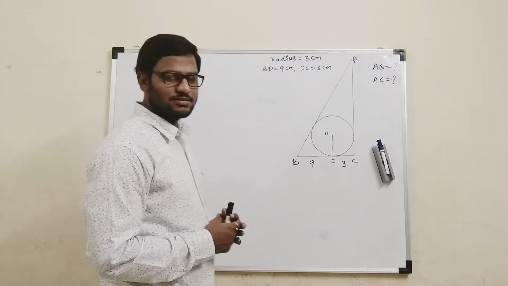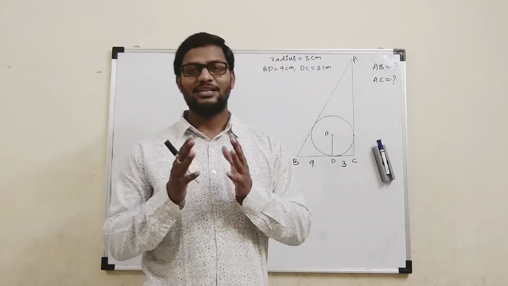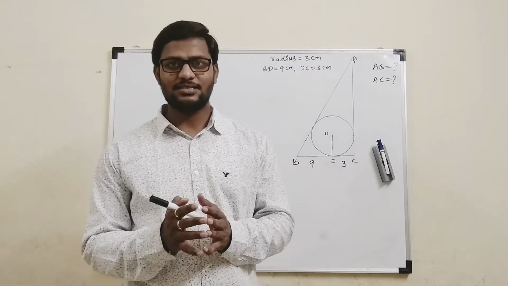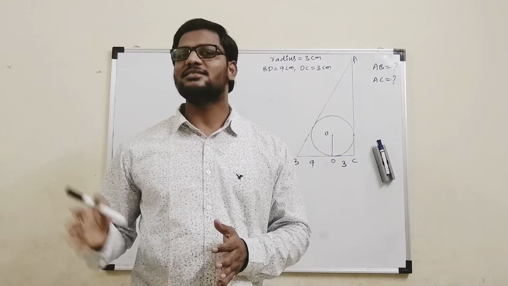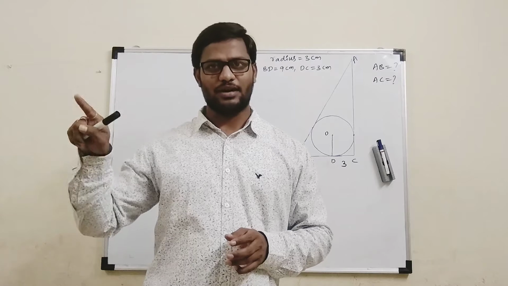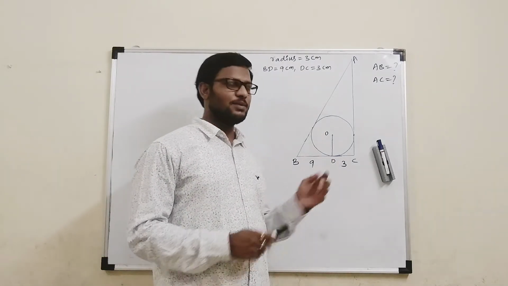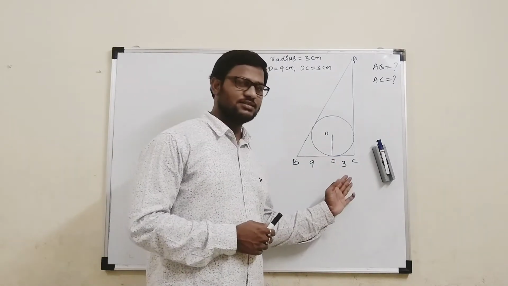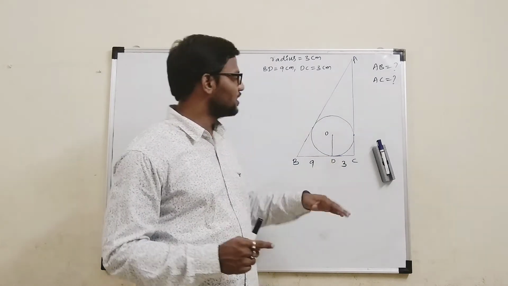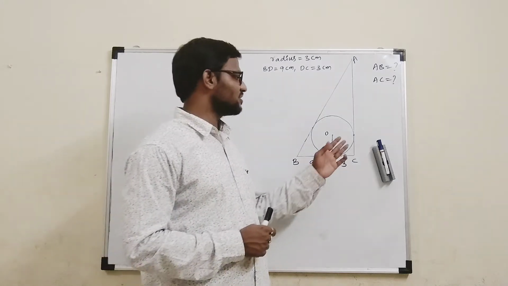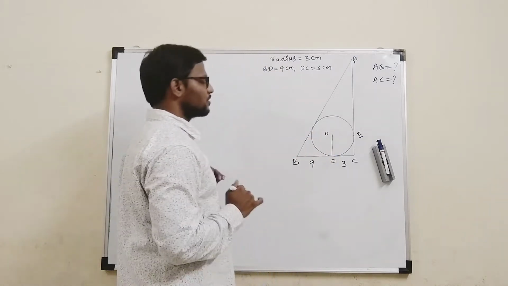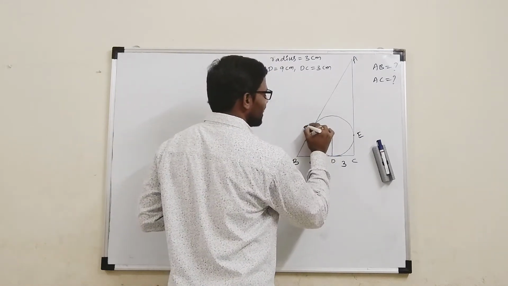To find this, I am going to use the concept of tangents and the incircle. What is an incircle? An incircle is a circle which touches the 3 sides of a triangle, whereas a circumcircle passes through the 3 vertices of a triangle. So this is an incircle where BC is a tangent, since it is touching the circle at only one point, say D. So D is a point of contact. AC is also a tangent, touching the circle at only one point, say E. And AB is also a tangent, touching the circle at F.